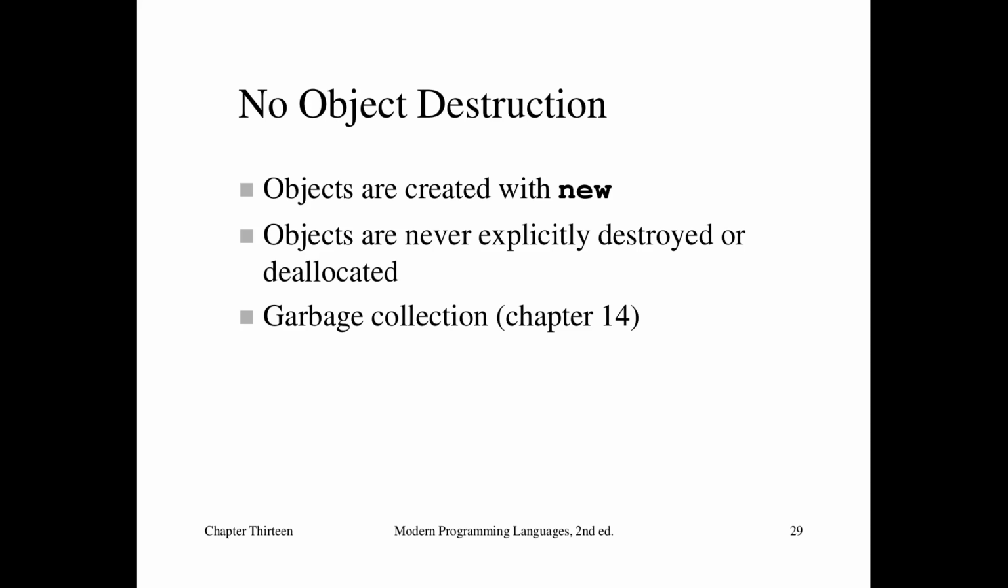Now we can create objects with the new keyword. In C++, we have the notion of the destructor, which is a special method that destroys an object when it's deallocated from memory. In Java, we don't. There is a destructor. It is called the finalize method, but you cannot call it to destroy or deallocate the object from the heap, right? That's not going to work.